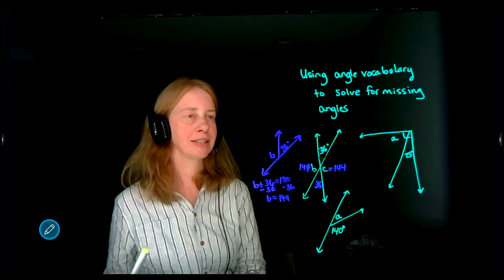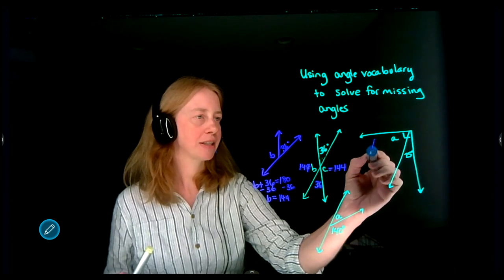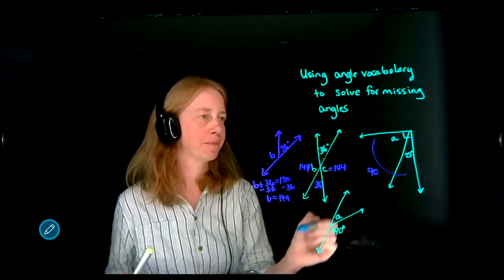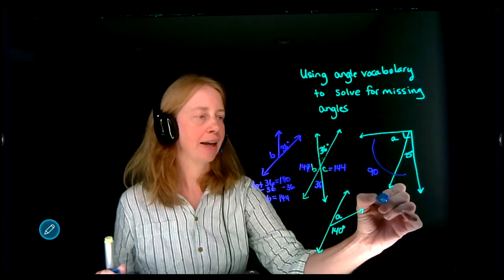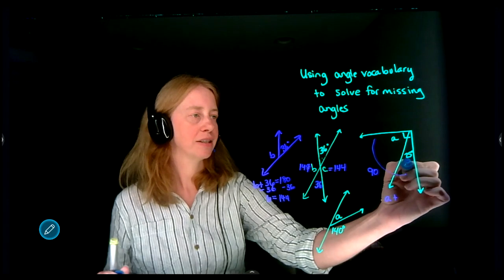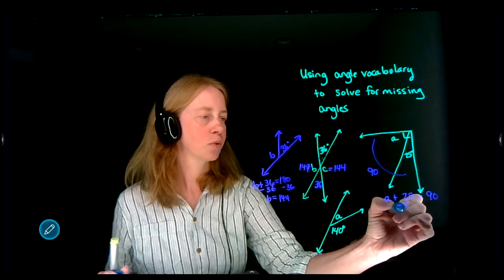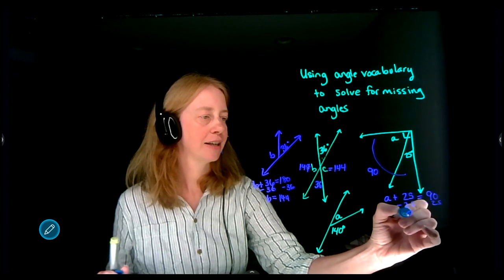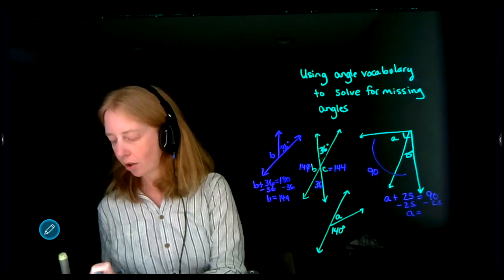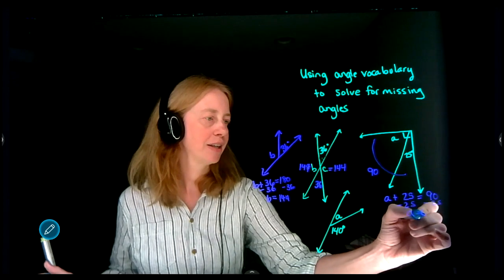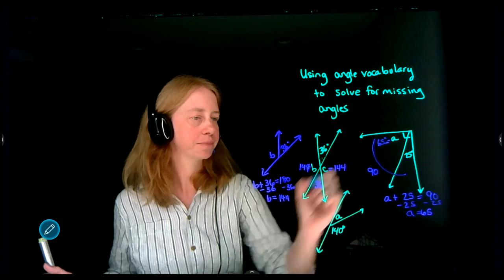Let's look at this next one. This next picture has a right angle right here. So that means that this whole thing is 90. And so we can use the angle addition postulate. We can say that this A plus this 25 equals 90. So we'll subtract 25 from both sides. And again, totally comfortable, if you feel more comfortable using your calculator, go for it. So 90 minus 25 is 65. Okay, so that's 65 right here.